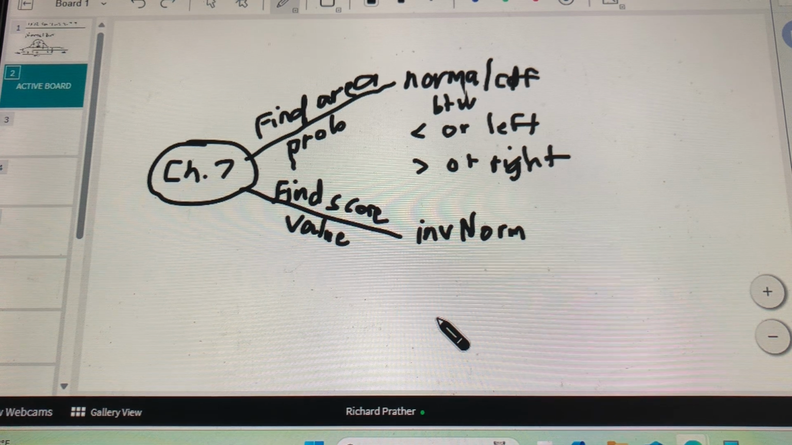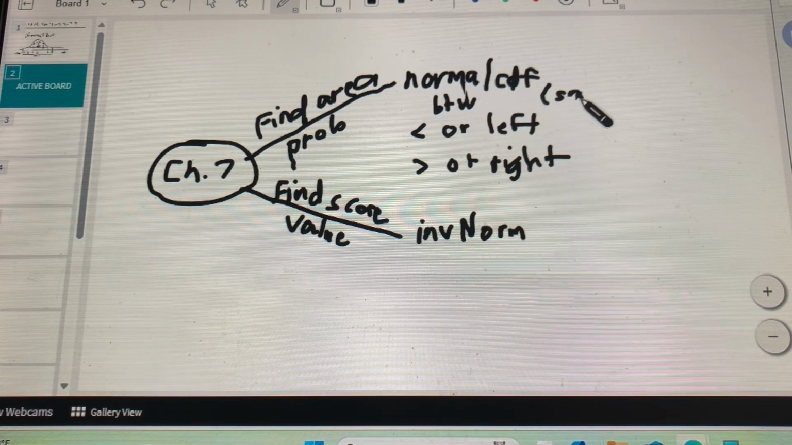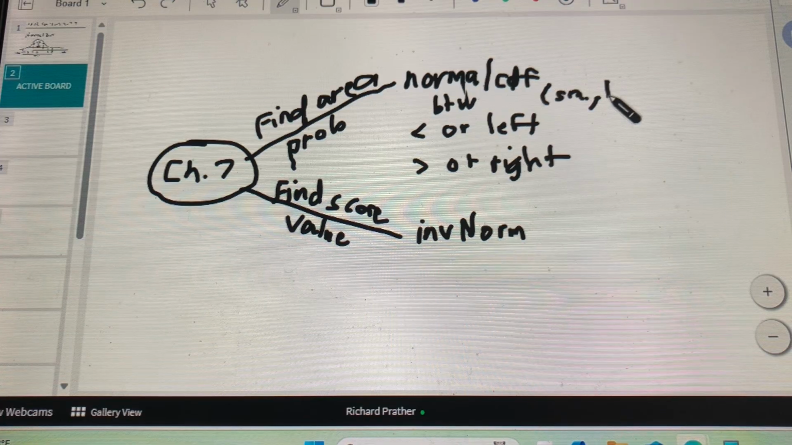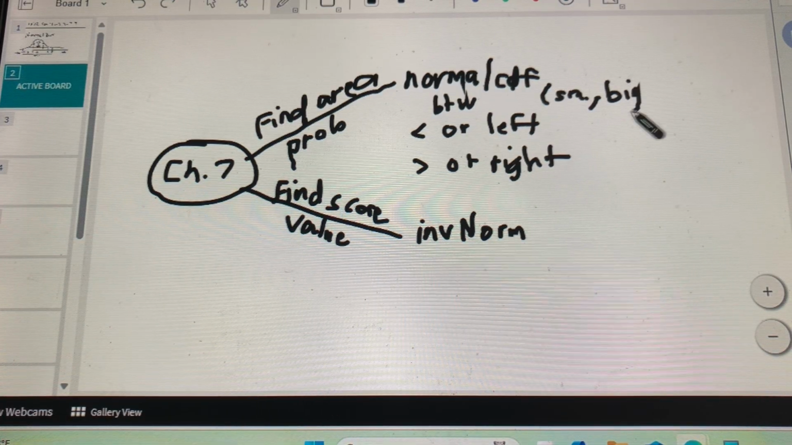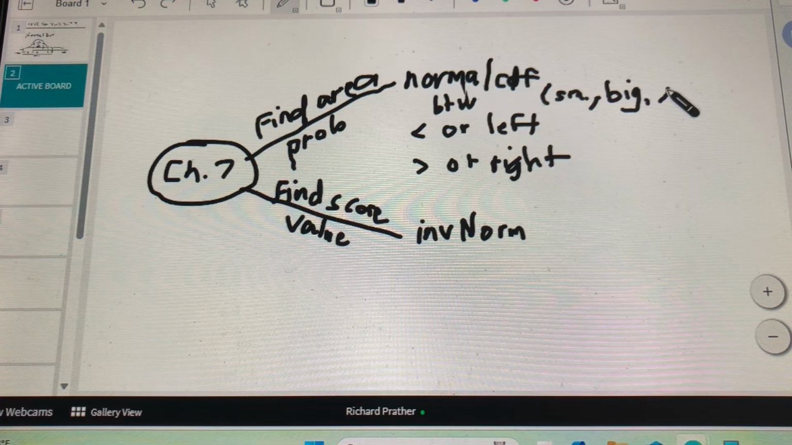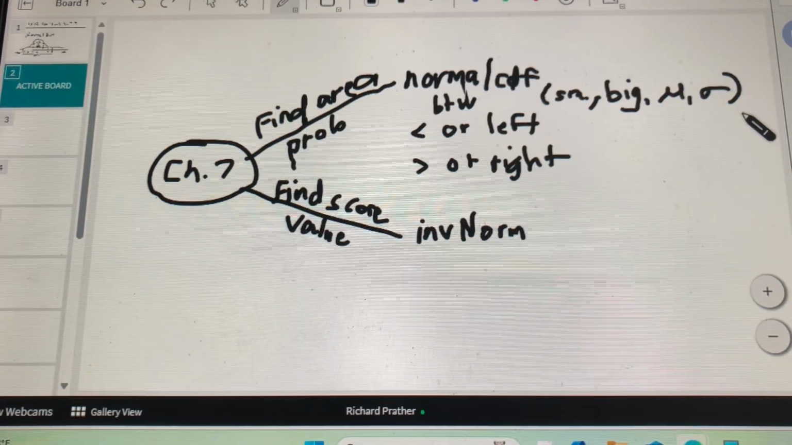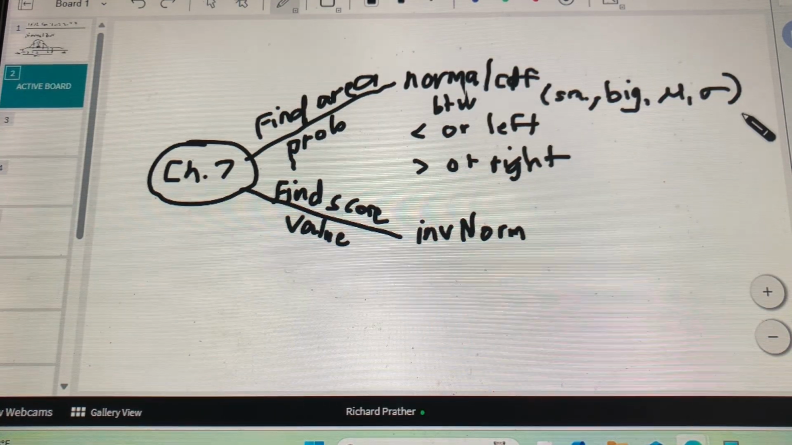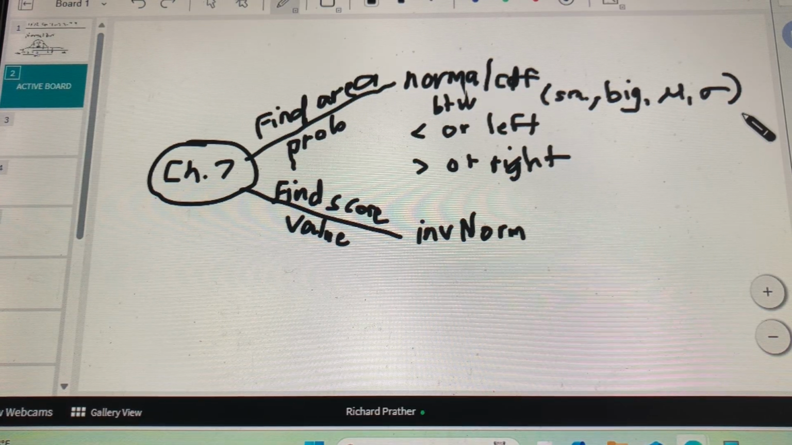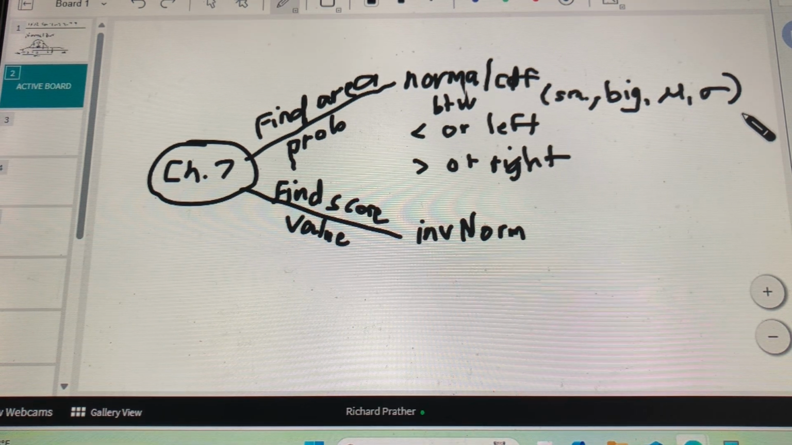So the best case of a normal CDF is when you go between, and when you get that case, you put the smaller number first, and then the bigger number goes second. And then the mean and standard deviation are third and fourth. And really, that's what you do on every problem. It's just that when they ask you to go between two numbers, they give you both of the numbers you need. When it's to the left or to the right, greater than or less than, then they only give you one number. But the other number is either negative infinity or positive infinity.